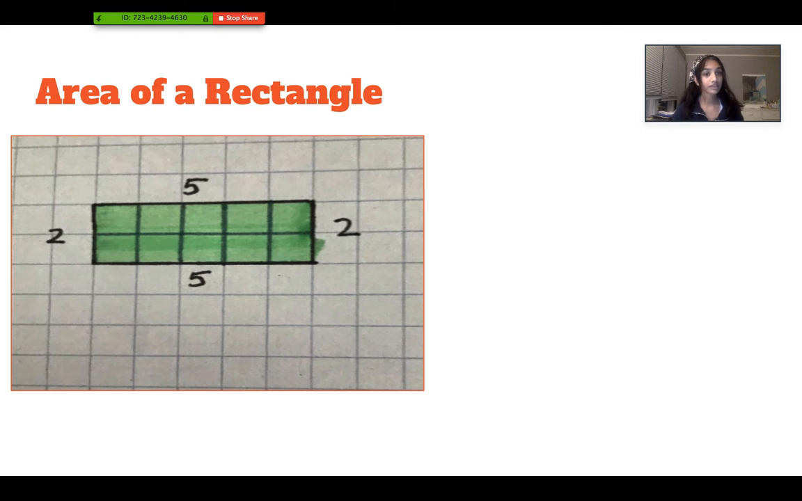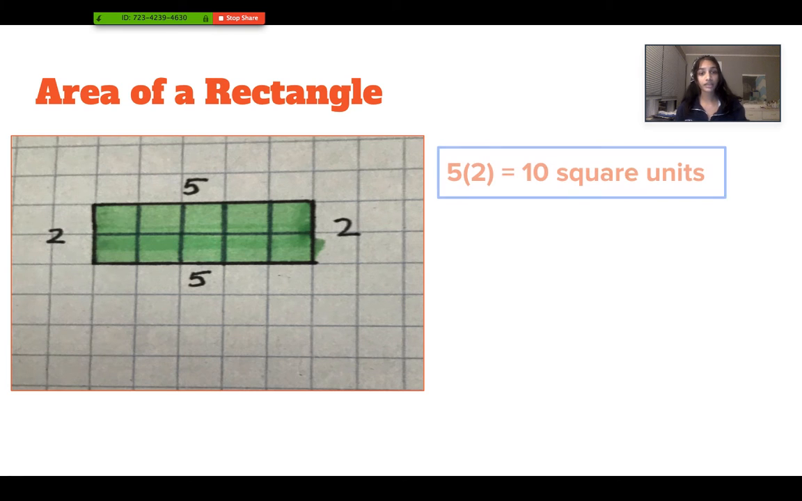So here's a rectangle and we're trying to find the area of it. We know that the base is 5 and that the height is 2. We can represent this as 5 columns of 2 units each or 2 rows of 5 units each. You can also say that this is a 5 by 2 rectangle. To find the area, we can multiply 5 times 2 and we find that the area is 10 square units.